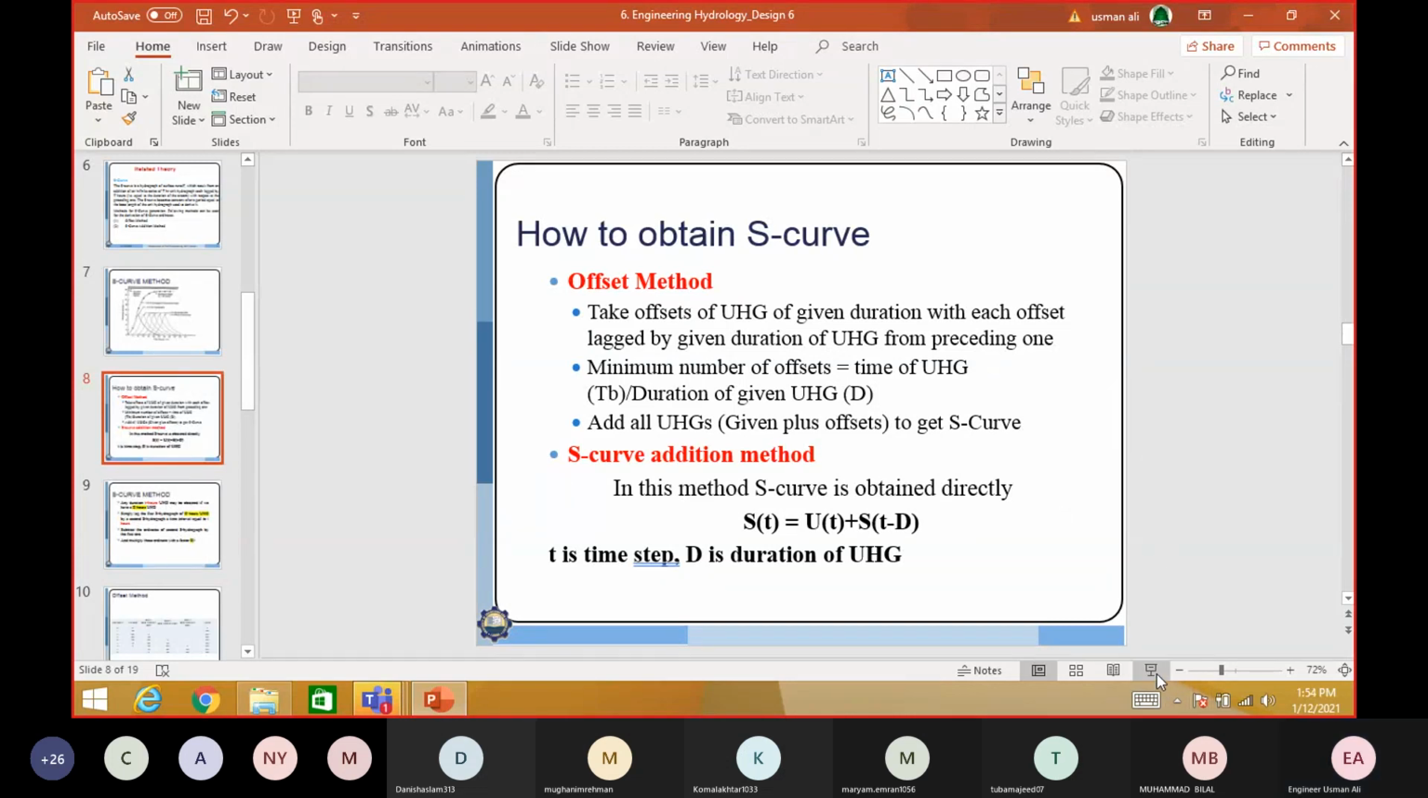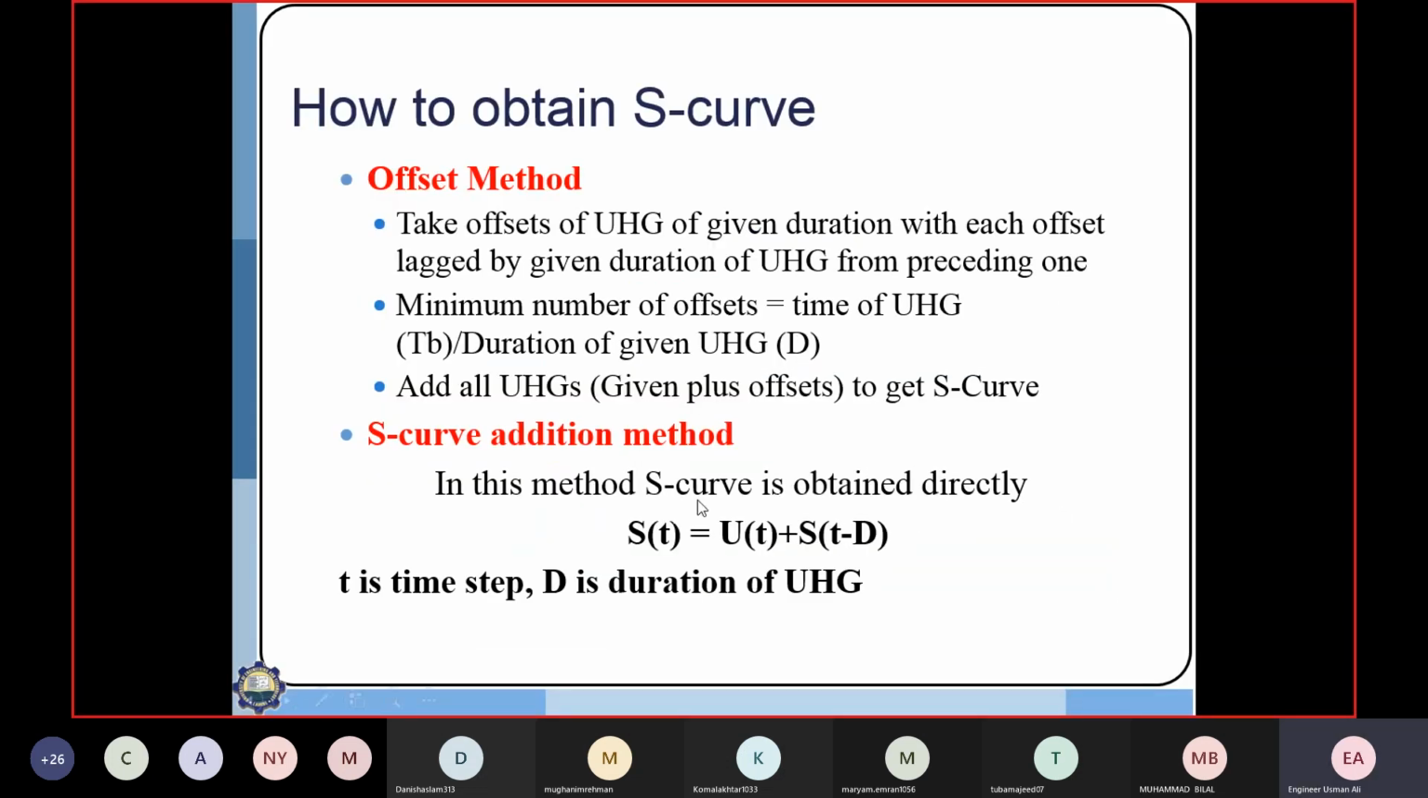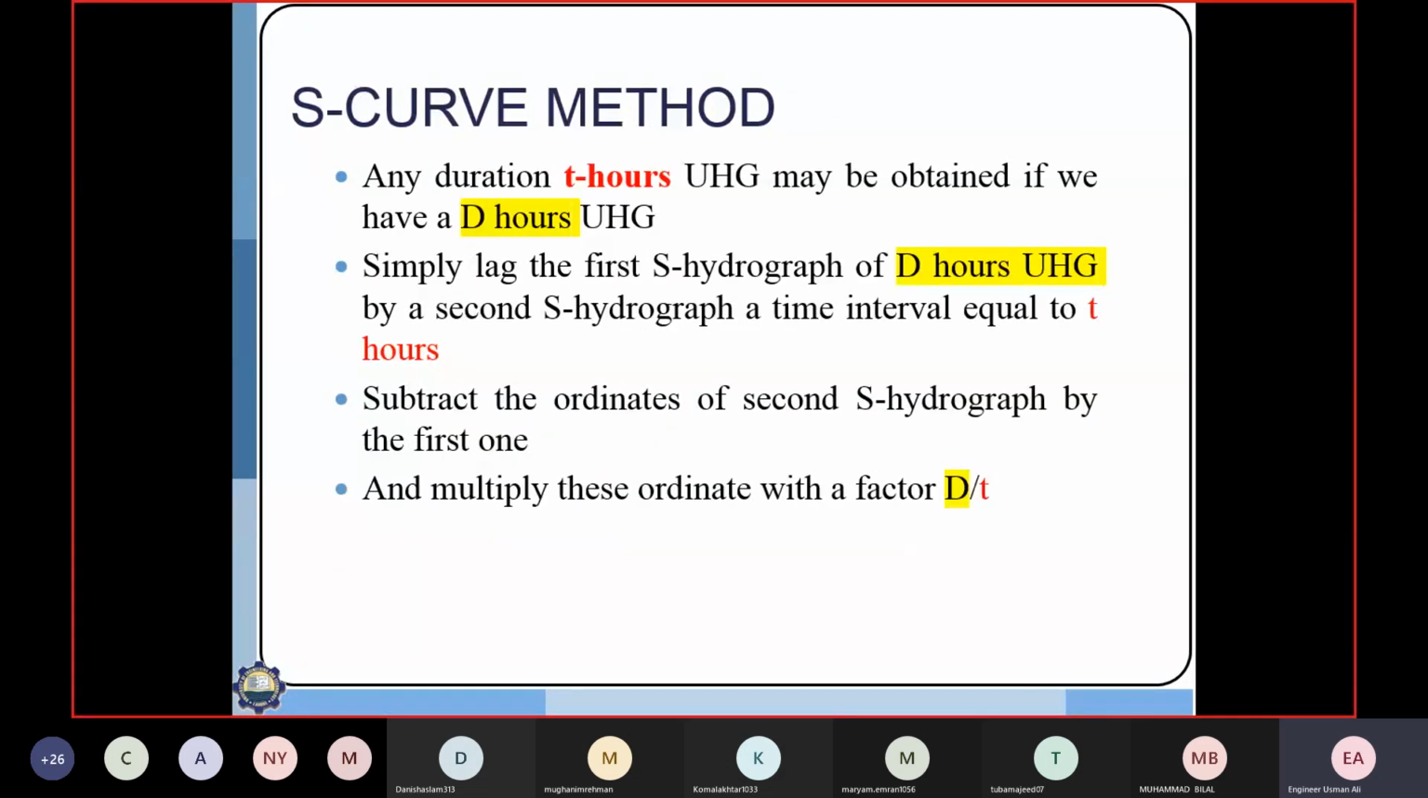Now once you obtain the S curve, how to convert the duration of the unit hydrograph from one to other. For example, you are given a D hour unit hydrograph. For example, in this design you are given D is equal to 4. So you are given a 4-hour unit hydrograph, and you are asked to convert into, say, first of all, 2-hour unit hydrograph. So T is 2 over here. D is 4, T is 2. So T is the required duration of the unit hydrograph, and D is the given duration of the unit hydrograph.